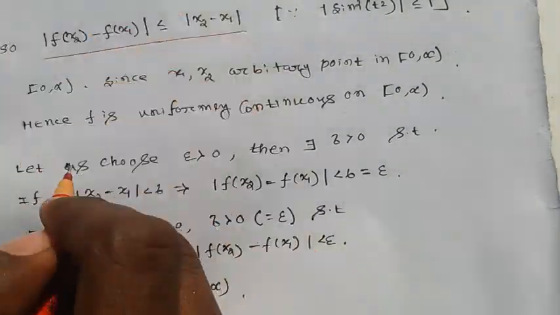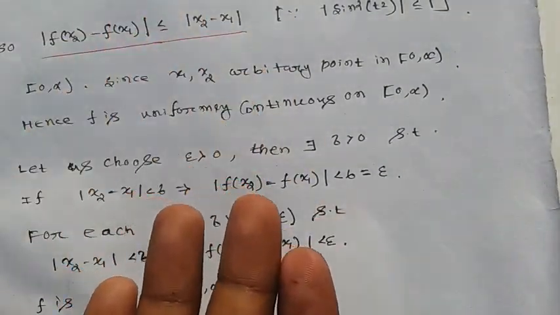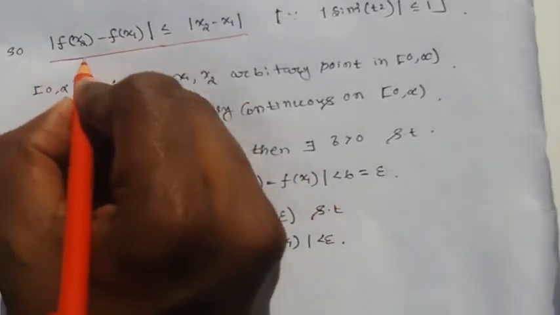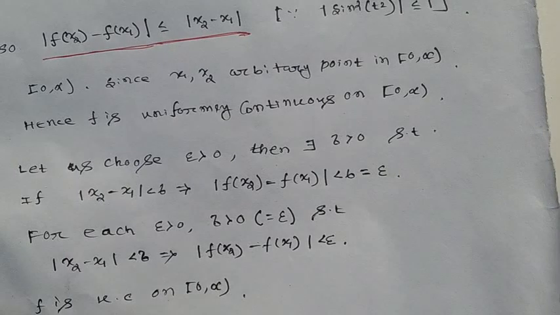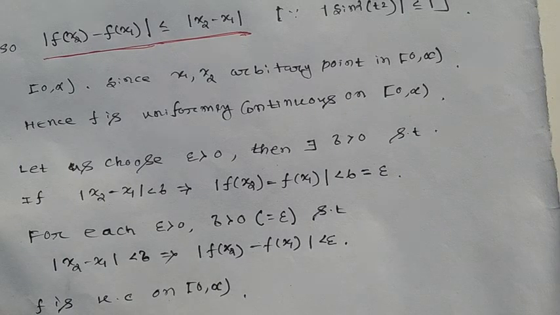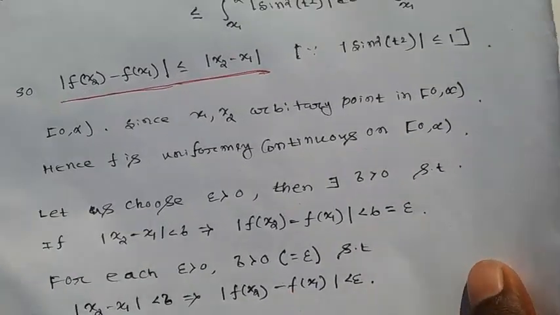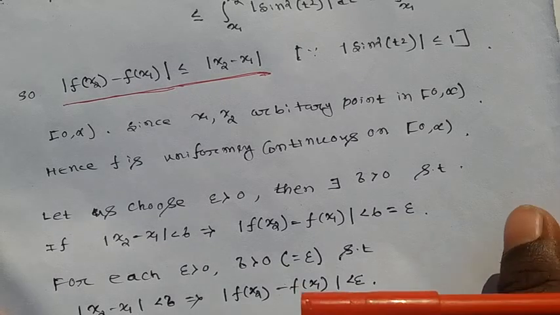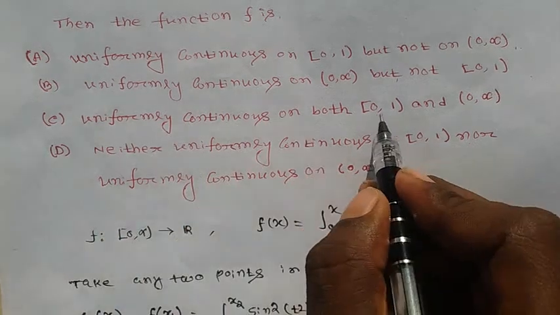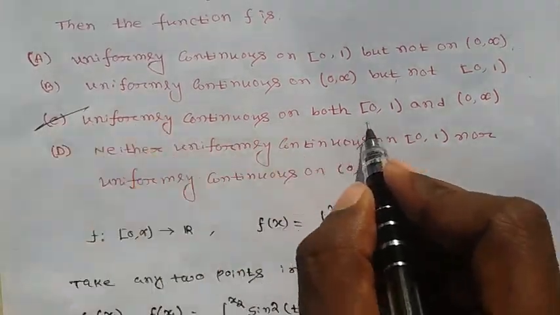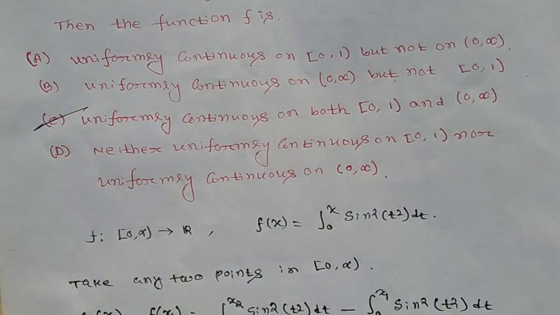Actually, the main aim of this problem is to find this. So if you find this, you say that the function is UC, and this is clearly UC on both the semi-closed interval [0,1) and the open interval (0,infinity).